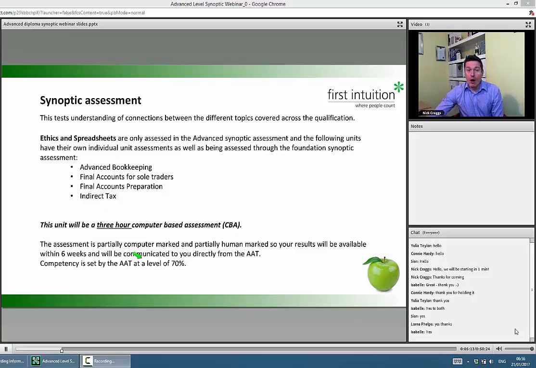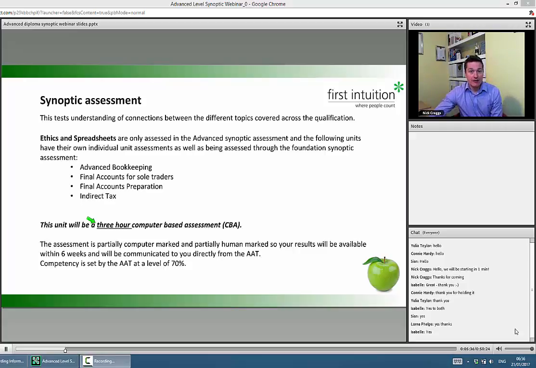So ethics and spreadsheets are only assessed in the advanced Synoptic. They don't have their own exams, and the 4 that I've covered are going to have their own exam, but are also covered in the Synoptic. At the foundation level, the Synoptic is a 2-hour exam. At the professional and advanced levels, it's a 3-hour exam.